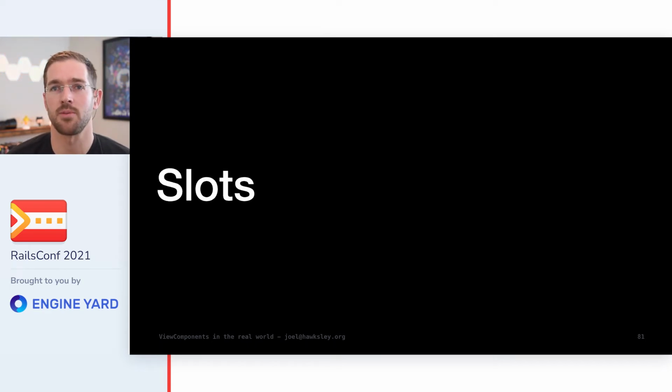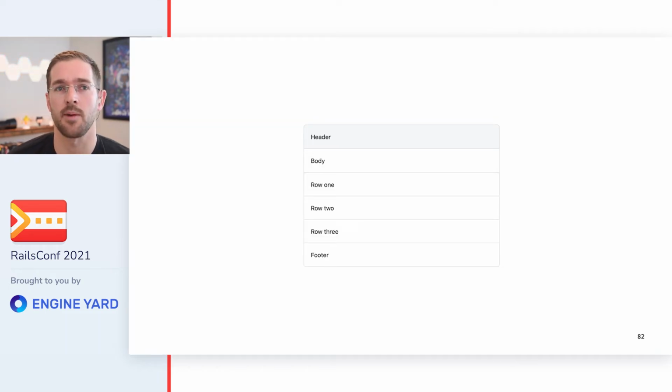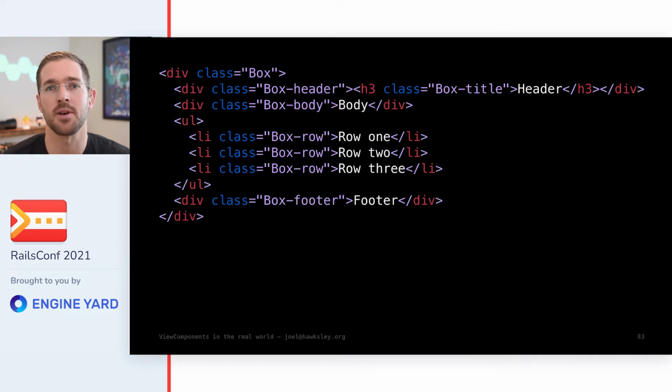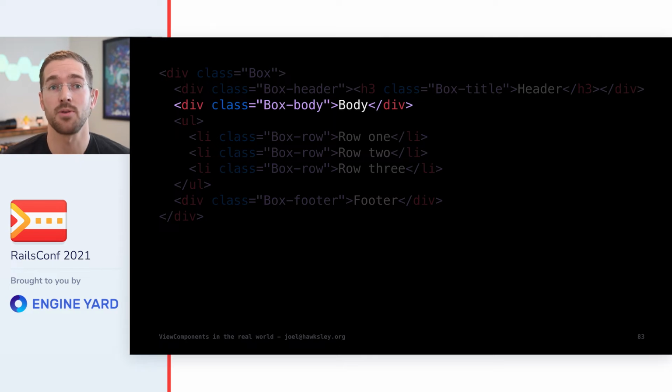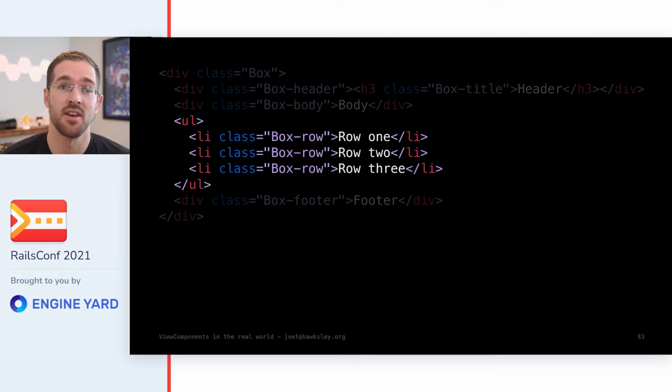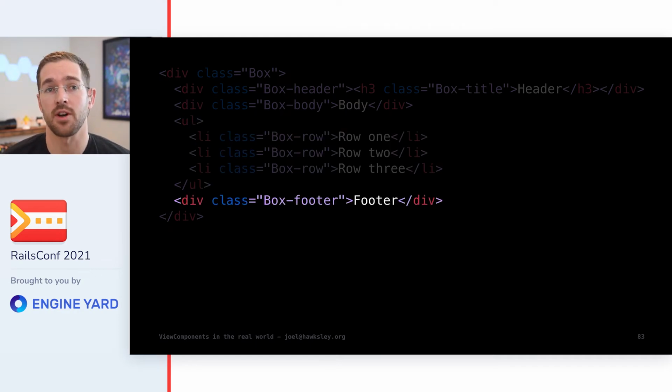Another way view components can help simplify building UI is with slots. Slots are a way to pass multiple blocks of content into a single component. So let's look at an example. This is the box component from the Primer design system. It has a header, a body, multiple rows, and a footer. And here's the HTML you use to build it. We have a header. It actually also has a specific class you put on a title if it's inside the header. We have a body. We have multiple rows expressed as an unordered list with li elements with a very specific class on it. And then we have a footer.